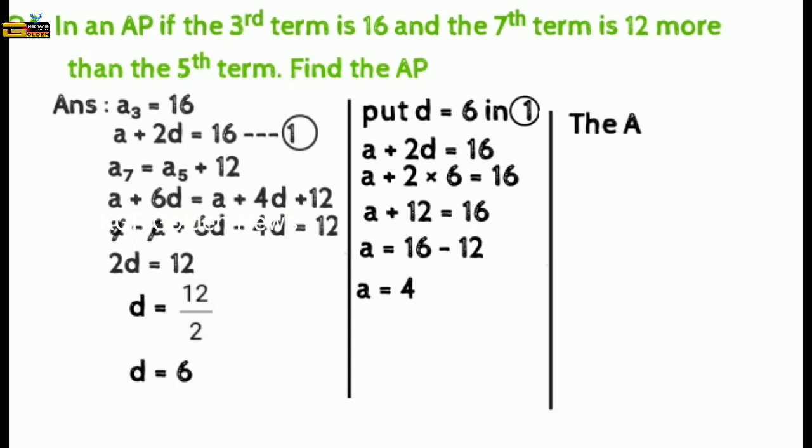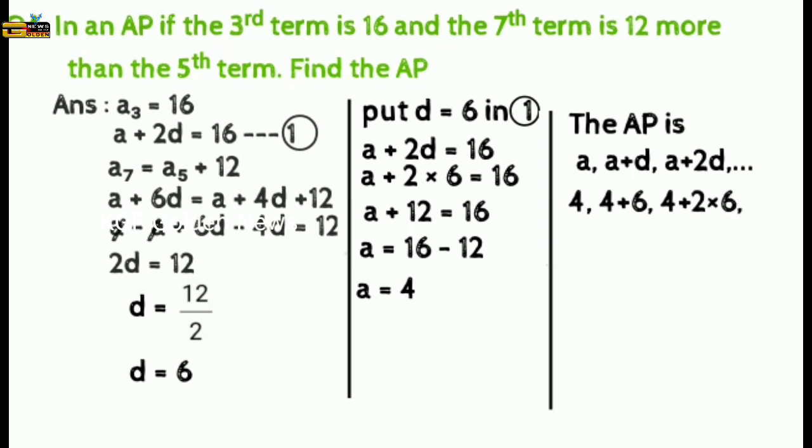Using A equals 4 and D equals 6, we can find the AP. The general terms of an AP are given by A, A plus D, A plus 2D, and so on. Now, let us substitute the values. A value 4, A plus D is 4 plus 6, and A plus 2D is 4 plus 2 into 6. By simplifying, we get 4, 10 and 16. Therefore, the AP is 4, 10 and 16.